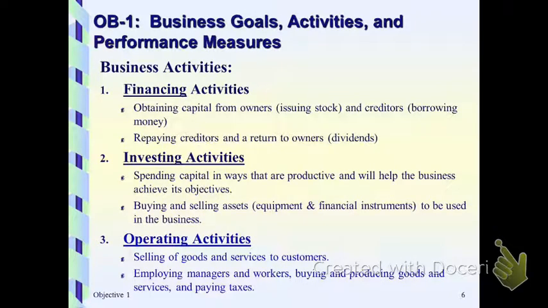The last set of activities are operating activities. These are the daily operations of the business, such as selling goods and services to customers, employing managers and workers, buying products and producing them into goods, and/or providing services and paying taxes.